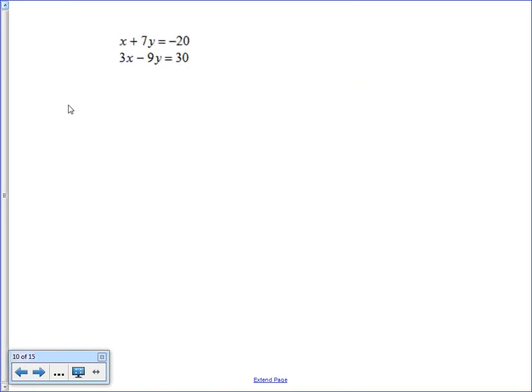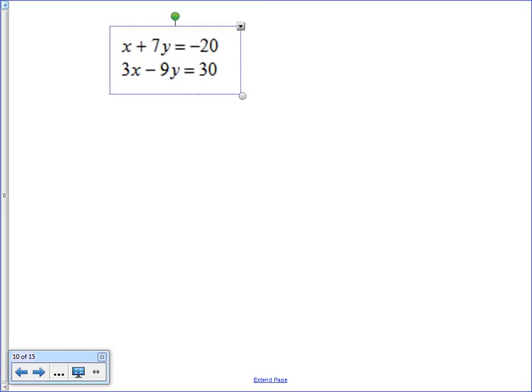So looking at a few more of this type, not the first one here, but this system, you got to look at the x's or the y's. Is there any number I can multiply by one of the equations to get some sort of cancellation to happen? Now remember, you can multiply by a positive number or a negative number. So if you look at the y's, there isn't really anything I can multiply the 7 by to get a positive 9, or there isn't anything I can multiply by the negative 9 to get a negative 7.